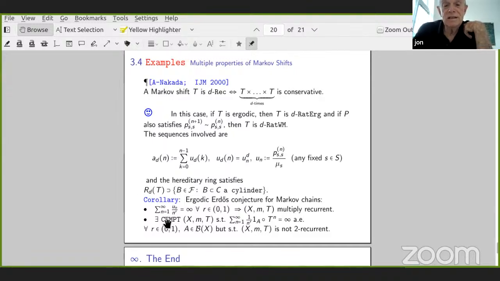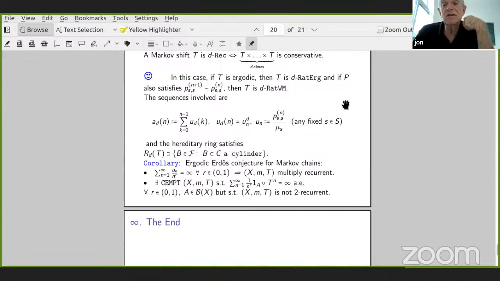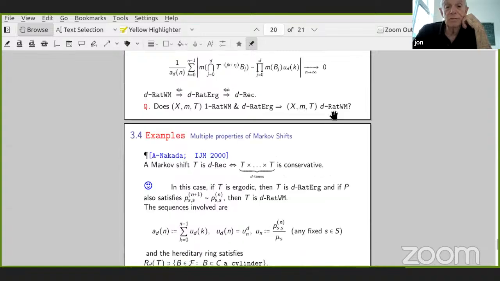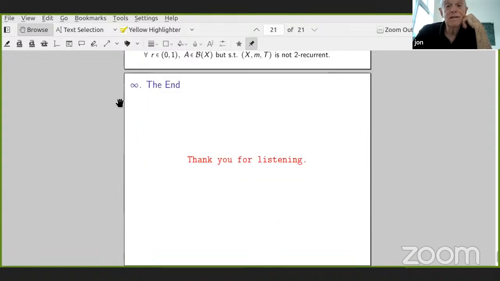In general, there's a not so nice transformation that satisfies this condition for every r between 0 and 1, but it's not twice recurrent. In other words, there are no arithmetic progressions of length 2 for some sets there. Okay, so that's it. Since it's infinite, this is my infinite slide, and that's it.